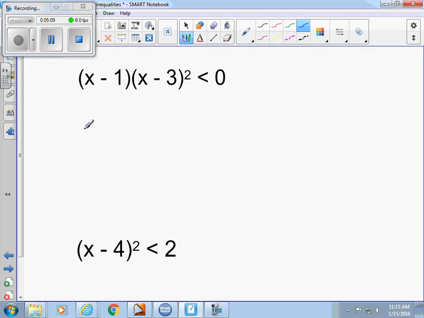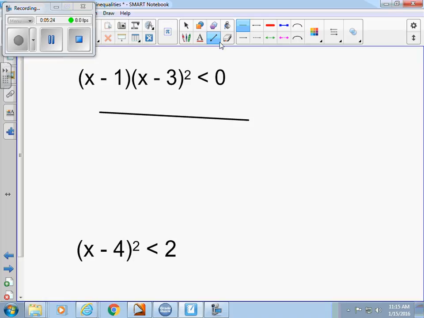So the way that we do these by hand is to take a number line. I'll try again. Use the line. I'm still crooked. You'll be fine. So 1 and 3. Okay, any questions about that so far?